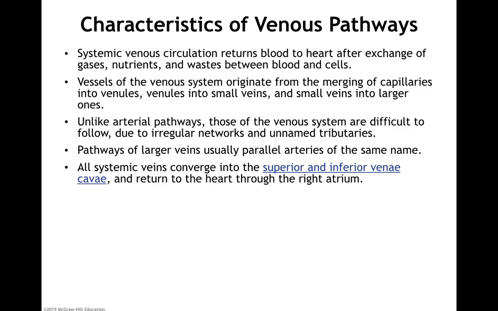The vessels of the venous system originate from merging capillaries into venules, venules to small veins into large ones. Again, unlike the arterial pathway, those venous systems are difficult to follow. They have irregular networks, unnamed tributaries. There's a huge difference between individuals in the way that veins are. Should you be studying gross anatomy, you would spend a lot more time learning arteries than you would veins. All the systemic veins converge into the superior and inferior vena cava, returning to the heart through the right atrium.